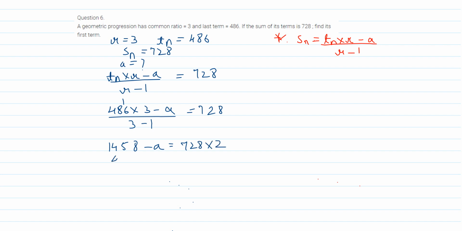So 1458 minus A will be equal to, this will give me double of this, that is 1456. So A will be equal to 1458 minus 1456, is equal to A. Therefore A is equal to 2. So I get my first term as equal to 2.